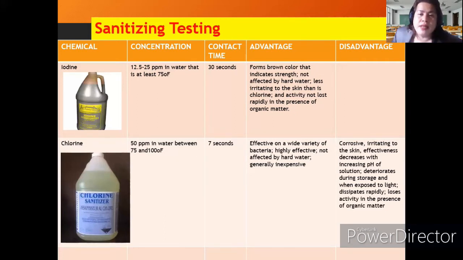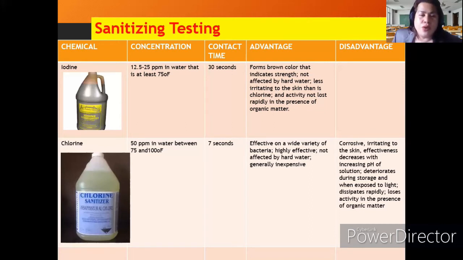It is also less irritating to the skin. Unlike chlorine, iodine does not sting as much when we use it and handle it. So that is also an advantage. Another thing is its activity is not lost rapidly in the presence of organic matter. So its effect does not easily disappear, even if, let's say, other organic matters are present, it is not affected.